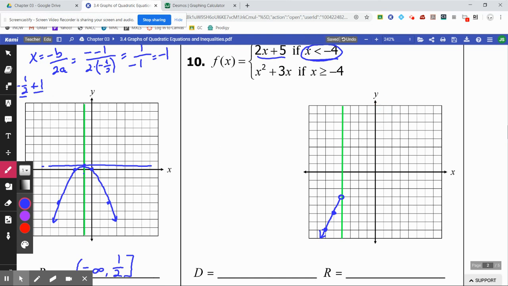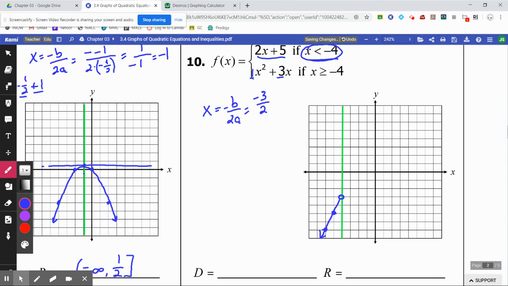The second part, everywhere to the right of -4, over here, I'm going to graph this parabola. Now, first off, let's figure out what my axis of symmetry is. Same thing, negative b over 2a. So here's my b, and my a term is 1, so that'd be -3 over 2 times 1, which is 2.